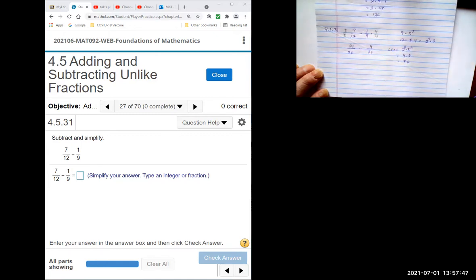Now that I have two fractions with the same denominator, I can keep the denominator and subtract from 21 the value of 4. And if I do that, that's going to give me 17 over 36 as the final answer.